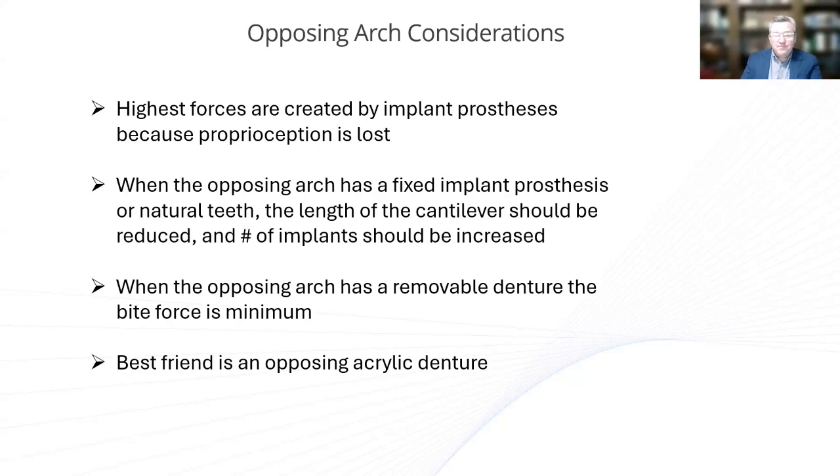So you need to help the patient out by preventing that, by designing it out of their possibility, okay? When the opposing arch has a fixed implant prosthesis or natural teeth, the length of the cantilever should be reduced and the number of implants should be increased. When the opposing arch has a removable denture, the bite force is minimal. And the best friend to implants, I think, are acrylic dentures, okay, because it's very soft and it's forgiving.